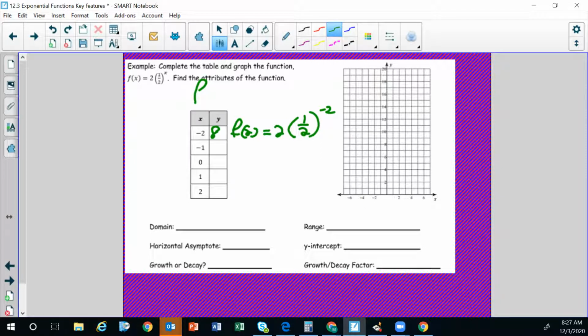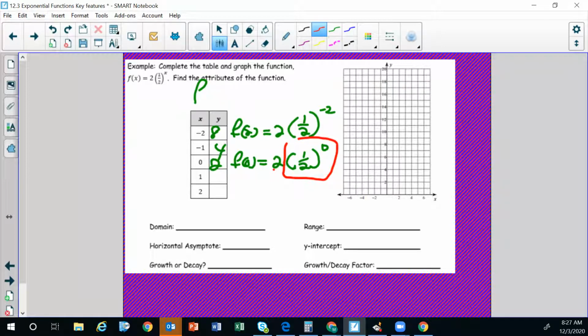So the next one is going to be what now? 4, right? The next one is going to be 2, because 1/2 raised to the power of 0. For this one, f of 0 is going to equal 2 times 1/2 to the power of 0. But we know anything raised to the power of 0 is 1. 1 times 2 is 2.